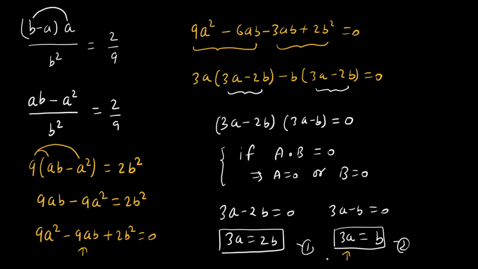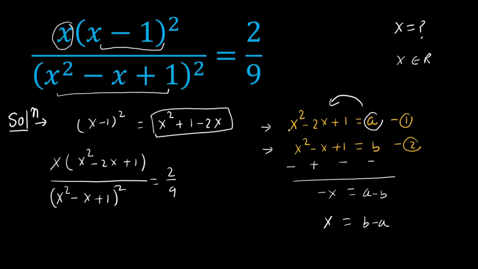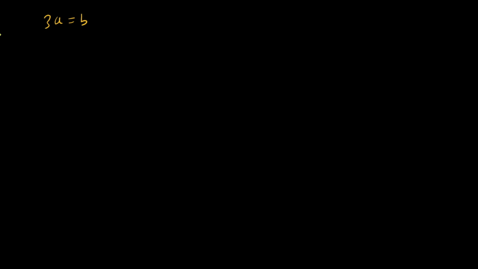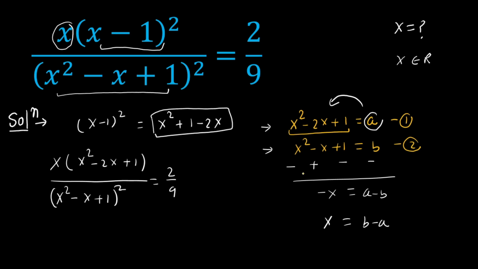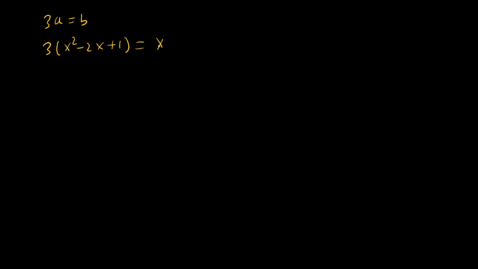3 times a is equal to b, and a is x square minus 2x plus 1. So x square minus 2x plus 1 is equal to, and this b is replaced by x square minus x plus 1.